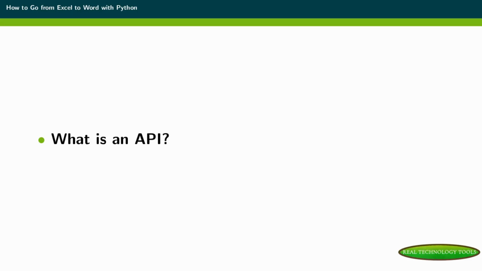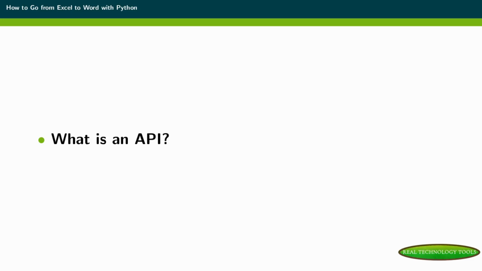Let me apply that definition to what we're doing here. We want to use an external software like Excel and Word with Python. For Excel, we want to read, and for Word, we want to write, because we want to read the content from Excel and write that content into a Word document. That's why we need those two APIs, because we need one to read the Excel file and the other one to write in the Word document.